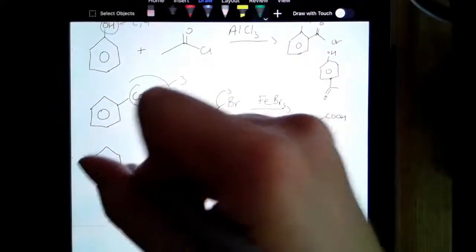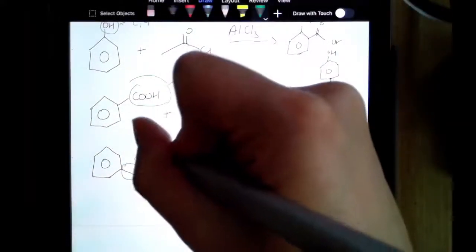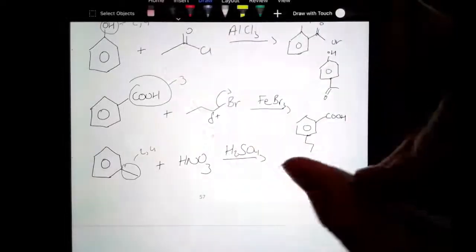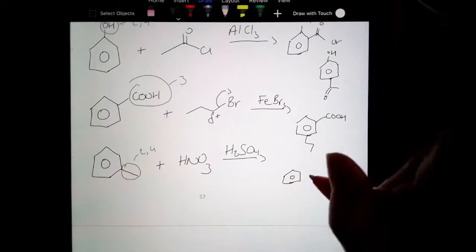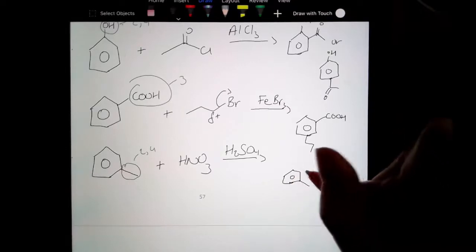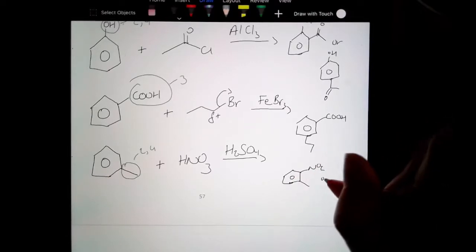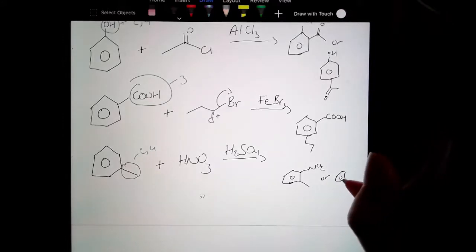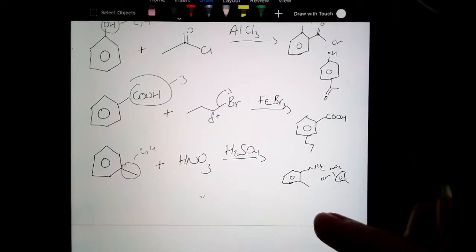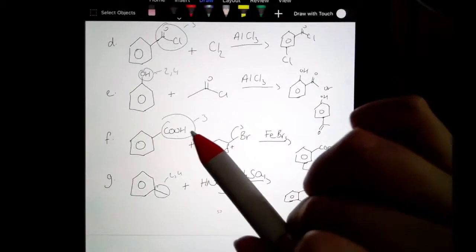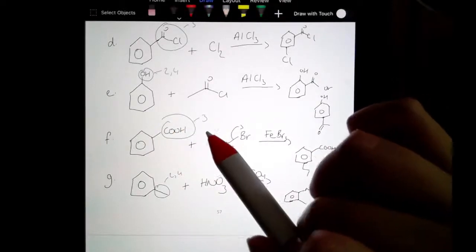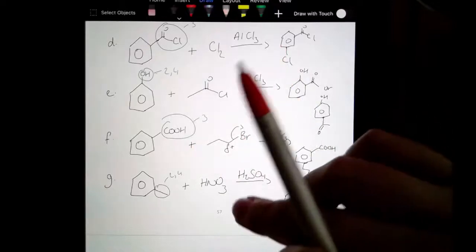The last one, I've got a methyl group there originally. Methyl groups are 2,4 directors, all alkyl groups are, and I'm now reacting with HNO3, which means I'm going to be adding a nitro group. So I've got my methyl group there, I can add my NO2 there, or I can add my NO2 group opposite my methyl group. So I've got two different possibilities. So remember, when you're doing these, you're looking at the substituent that is already there. That's the one that determines where the new substituent goes.